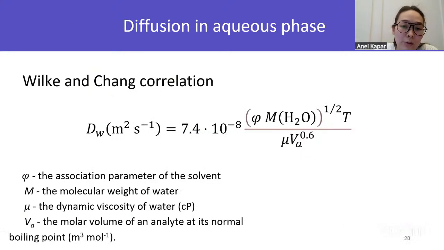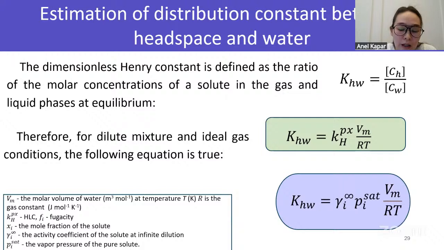And diffusion in water can be described by the Wilke-Chang correlation. And for aqueous solution, distribution between water and headspace can be described using Henry's law constant, which can be defined using activity coefficient of each analyte.